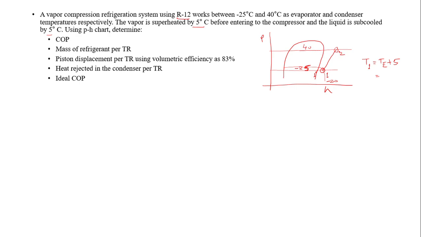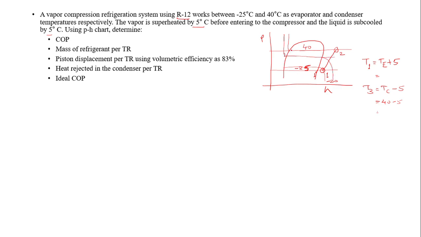Then after the condenser process, there is the subcooling by 5 degrees. The condenser temperature is 40 degrees. So obviously, if there is subcooling, the temperature at the exit of the condenser, that is point number 3, will be the condenser temperature minus the degree of subcooling, that is 5 degrees. So it is 40 minus 5, you will have 35 degrees Celsius. This is the 40 degrees Celsius line, and somewhere over here we'll have the 35 degrees Celsius line, something like this.